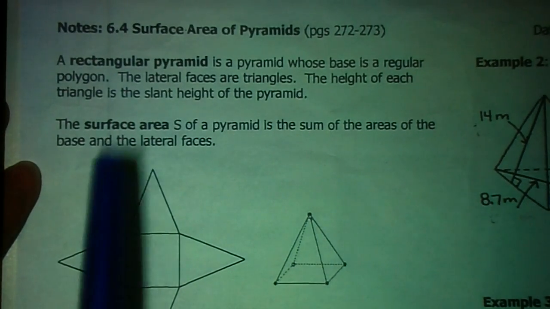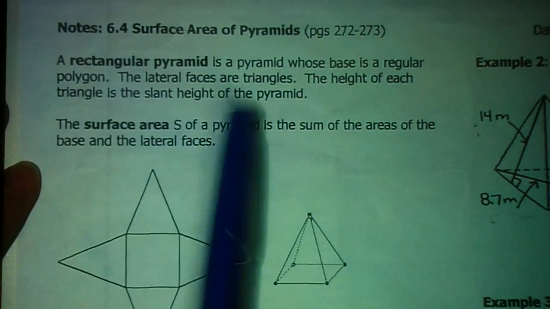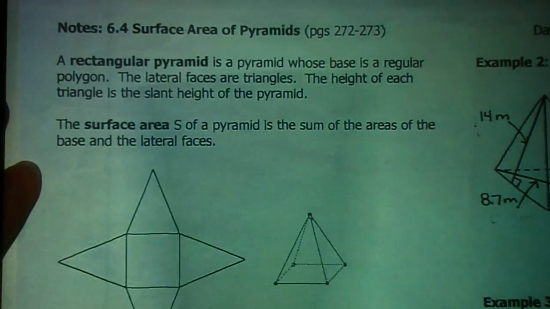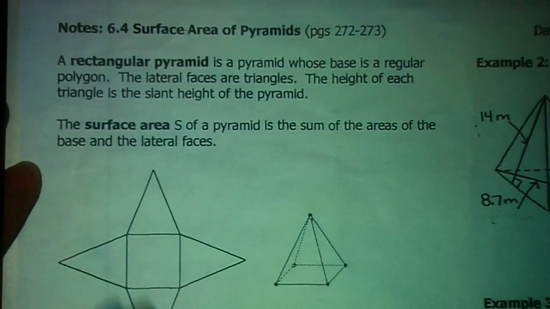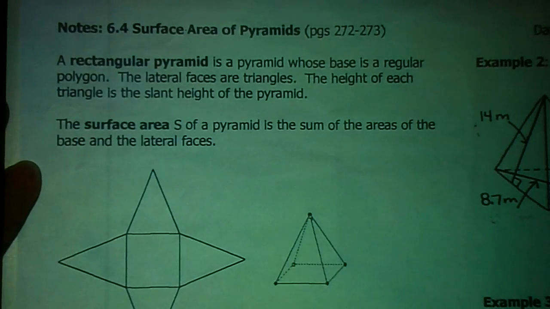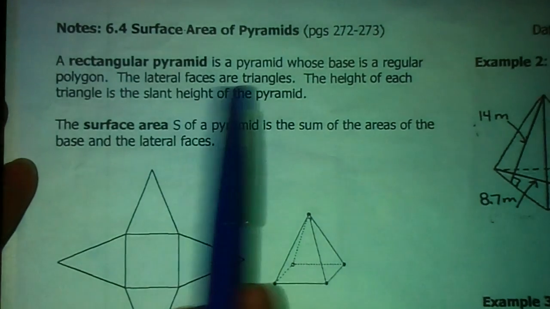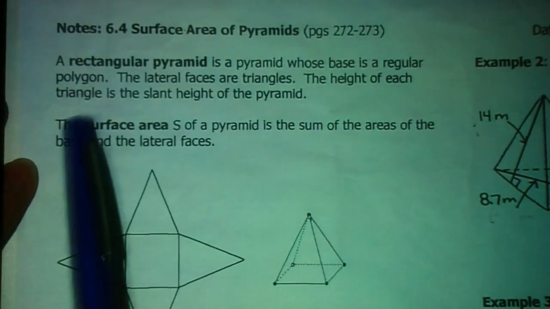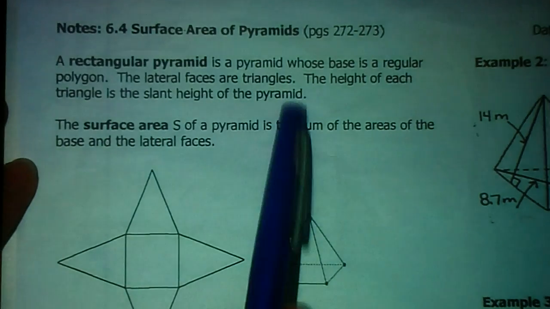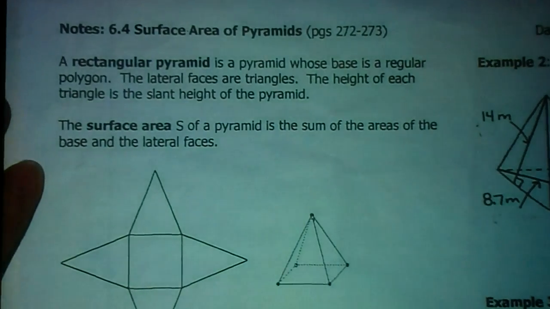So we have right here a definition of a rectangular pyramid. It says it's a pyramid whose base is a regular polygon. If it's a rectangular pyramid, that means its base is a rectangle. If it's a triangular pyramid, its base is a triangle. If it's an octagonal pyramid, its base is an octagon. And it says the lateral faces are triangles. The height of each triangle is the slant height of the pyramid. We'll clear all that up when we start drawing some pictures here.